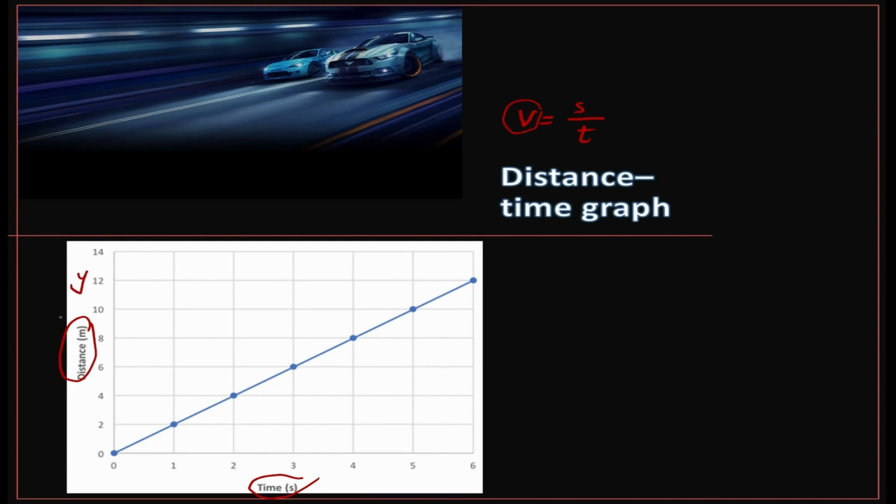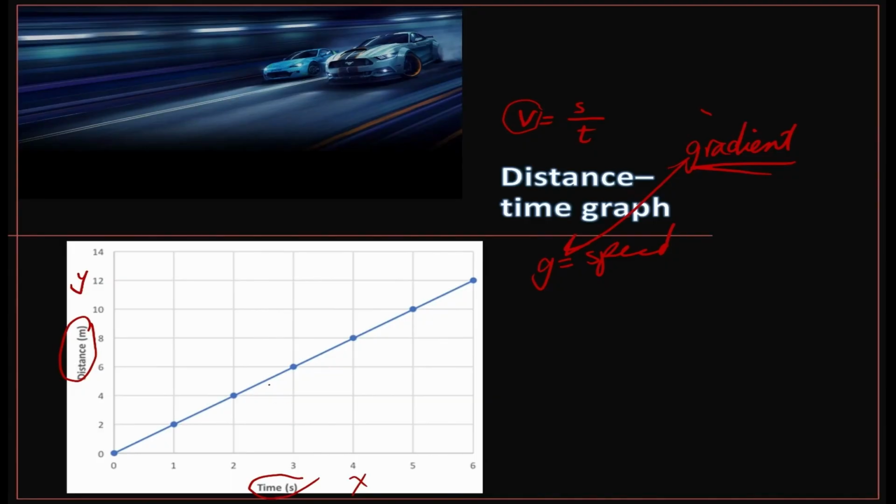Distance is on the y-axis, as you remember. Time is on the x-axis. To get the speed here, we have to divide distance by time. Distance is y, time is x. This means we are dividing y by x. This means we are getting the gradient. So the gradient here equals the speed. The gradient equals the speed. So we can get the gradient of this graph to get the speed.